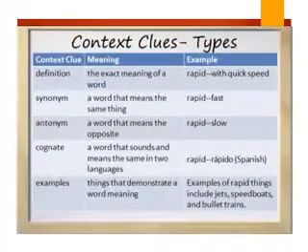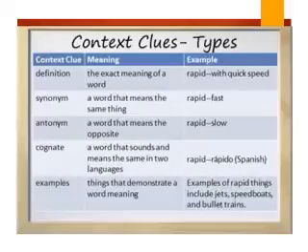There are different types of context clues. The first type is definition. The meaning of definition is the exact meaning of a word. For example, rapid means with quick speed. The second type is synonym. The meaning of synonym is a word that means the same thing. For example, rapid is a synonym of fast.